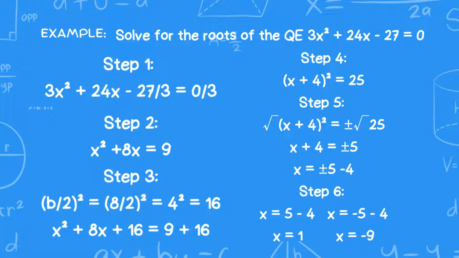For step 2, we only have to move the constant, which is the negative 9, to the right, making it a positive 9. So the equation will be x squared plus 8x equals 9. For step 3, we have to divide the value of the coefficient of x, which is b, or the 8, by 2 and square it. So 8 divided by 2 is 4, and 4 squared is equal to 16.